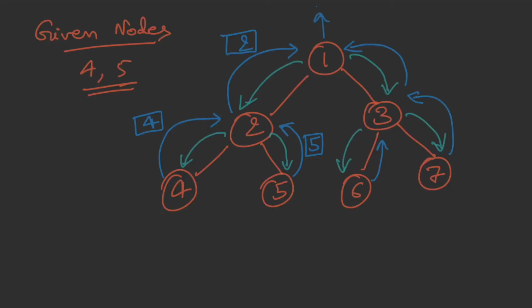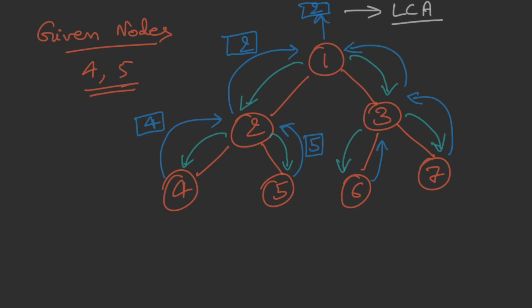At the root node, the left child is returning a valid node, which is 2, and the right child is returning null. So we are going to return 2 as our lowest common ancestor from the root node.